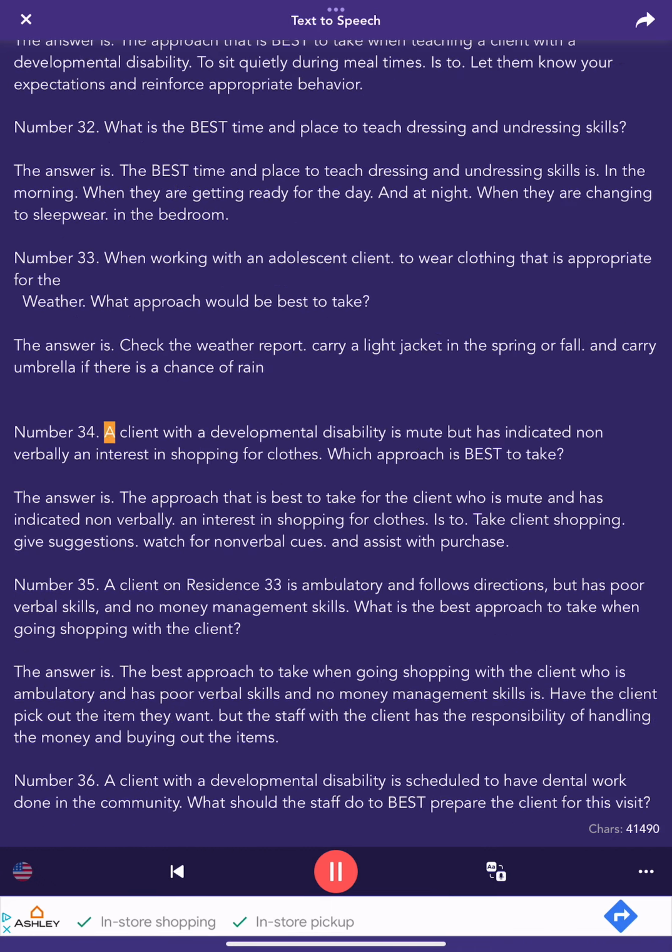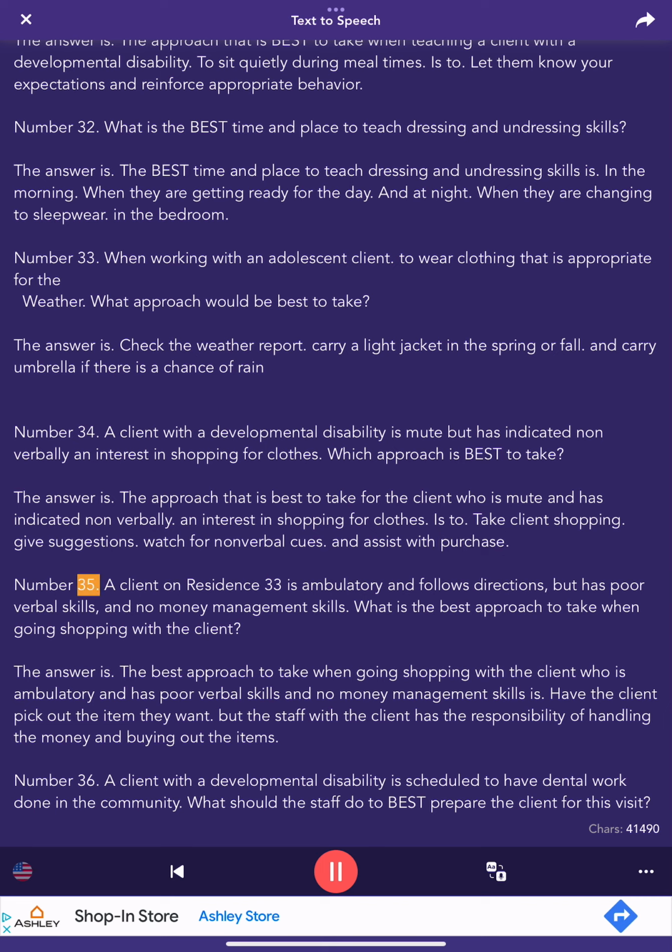Number 34. A client with a developmental disability is mute but has indicated non-verbally an interest in shopping for clothes. Which approach is best to take? The answer is, the approach that is best to take for the client who is mute and has indicated non-verbally an interest in shopping for clothes is to take clients shopping, give suggestions, watch for non-verbal cues, and assist with purchase.